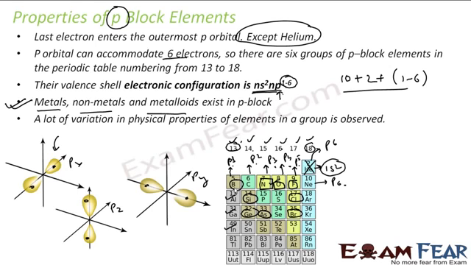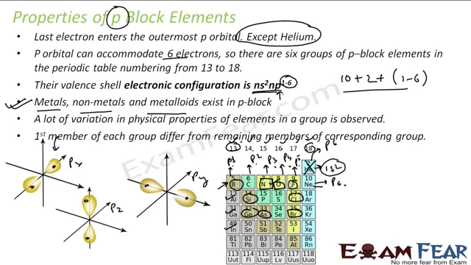Since we have metals, non-metals, and metalloids all together in the p block elements, there is a lot of variation in the physical properties. If you see the physical properties of boron and neon, there is a huge difference. If you talk about the physical properties of carbon and fluorine, there is a huge difference. There is a huge difference in the physical properties of elements in this group.